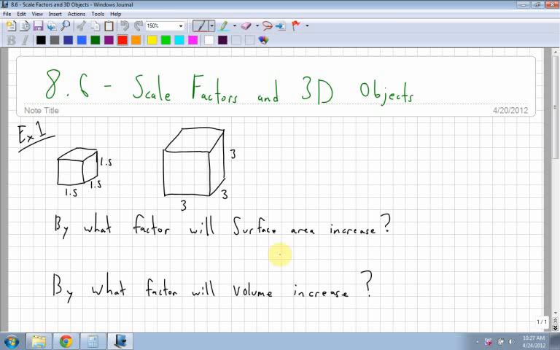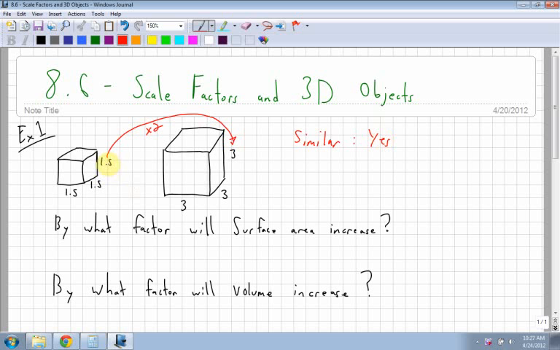All right, scale factors in 3D objects. So last one we deal with is, instead of dealing with area, now we're dealing with volume. We're still going to deal with surface area as well. Looking at the dimensions from 1.5 to 3, I know everything has been increased by a factor of 2. I've got this cube over here and a cube here. So that means they are similar. These are similar objects.